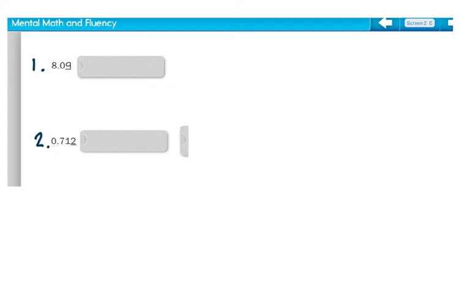Number 1, 8 and 9 hundredths. The hundredths place is underlined. And number 2, 712 thousandths. The 2 is in the thousandths place.